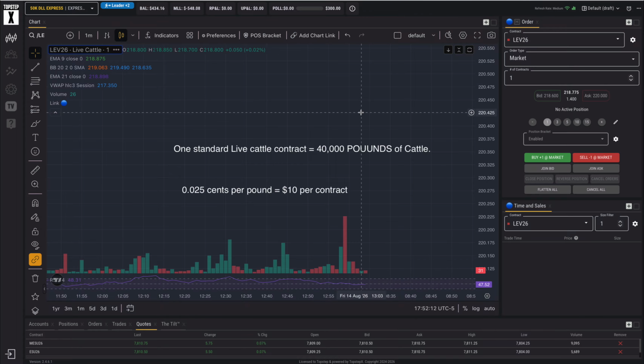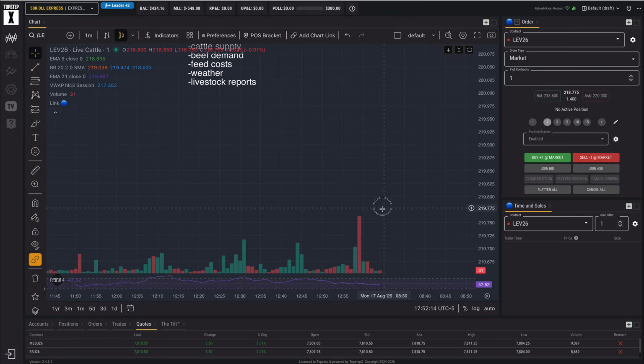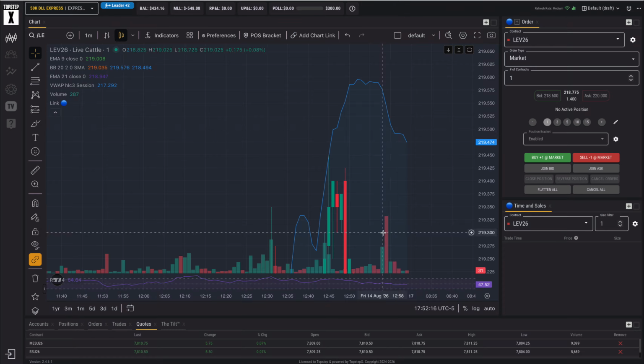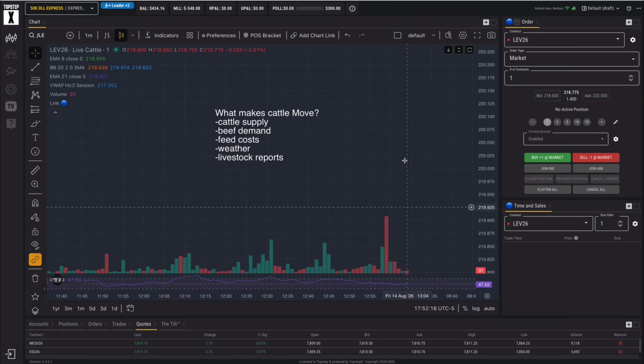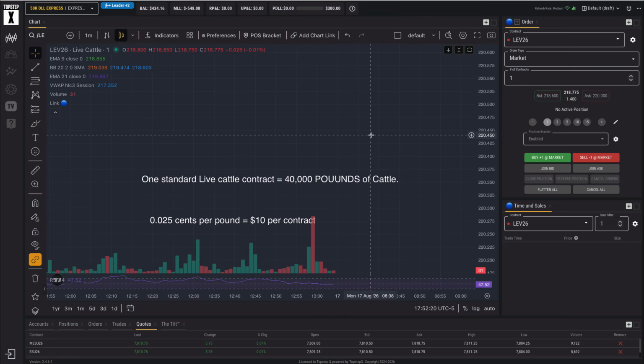All right. So here is the chart for live cattle futures. But what exactly are they? The ticker symbol is LE, and just like NQ is a futures contract connected to the NASDAQ 100, LE is a futures contract connected to the price of live cattle.